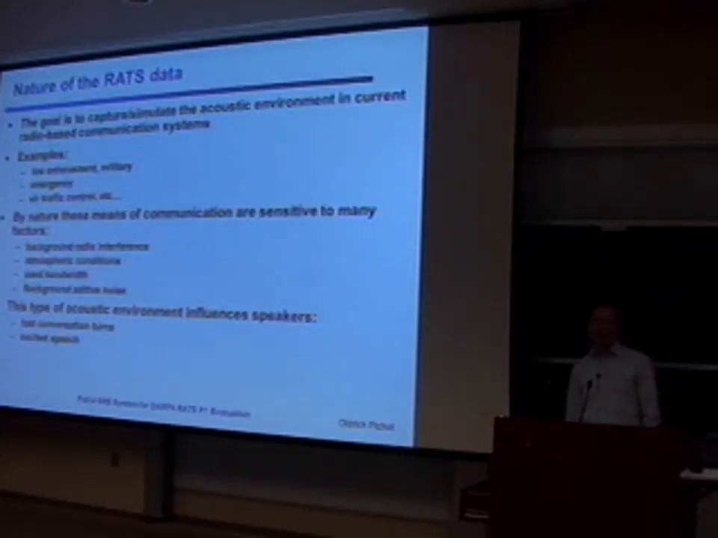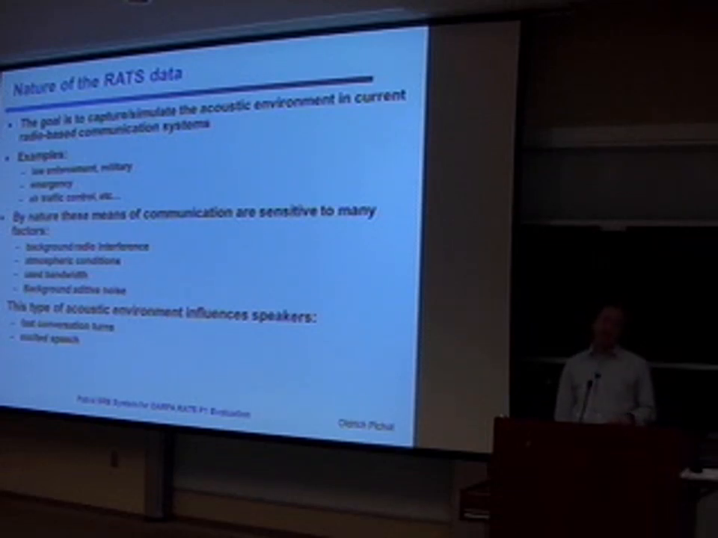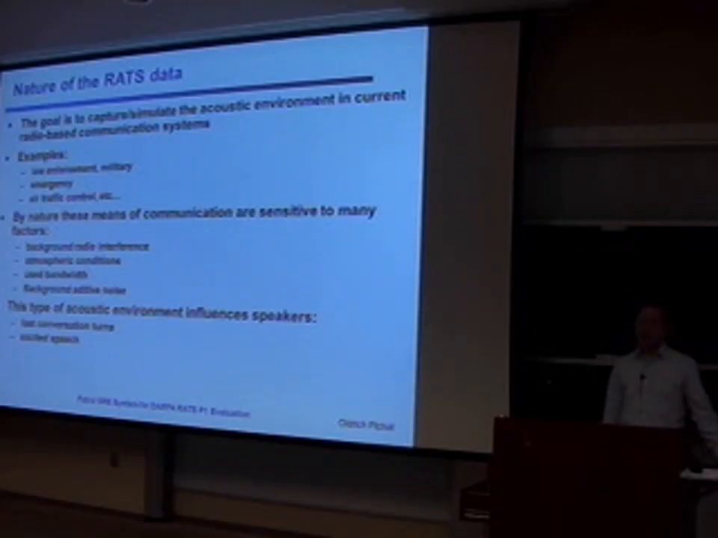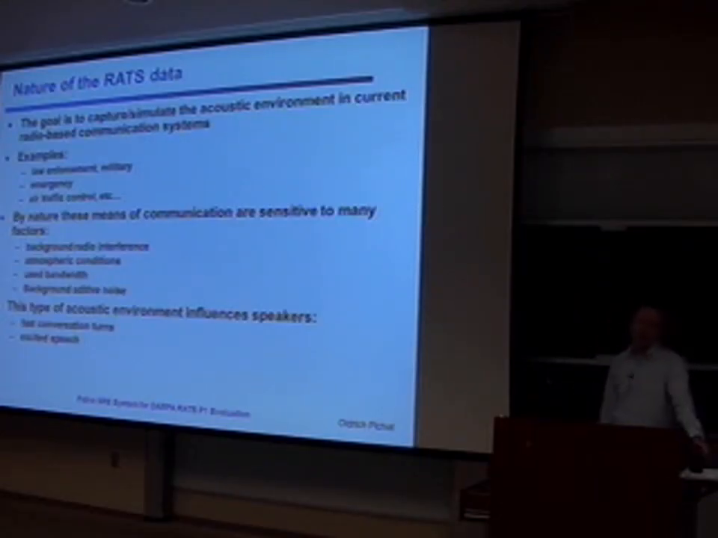The nature of the RATS data is that all of the data are radio communication data. An example is when you talk over the radio, which is usually used in law enforcement, the military, emergencies, air traffic control and similar environments. By the nature of the data, because it's radio based and you transmit over the air, it's very sensitive to lots of different kinds of factors, and the quality is highly dependent on those.